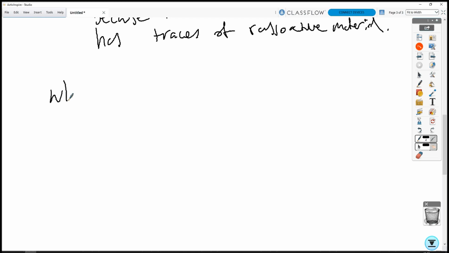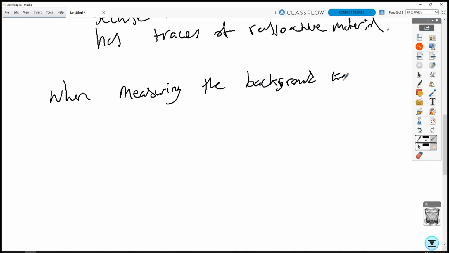So, we'll write this down. When measuring the background, keep sources far away. And I'll write from the GM tube, the Geiger-Müller tube.